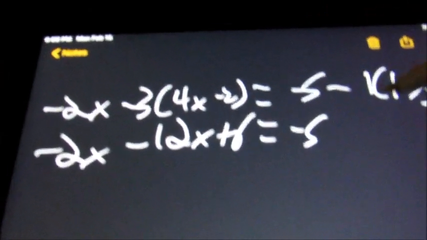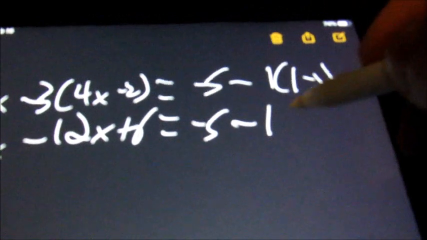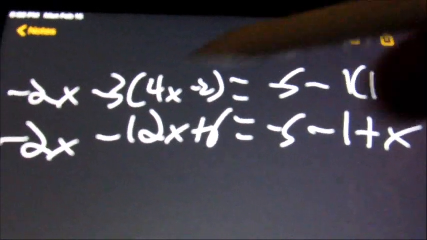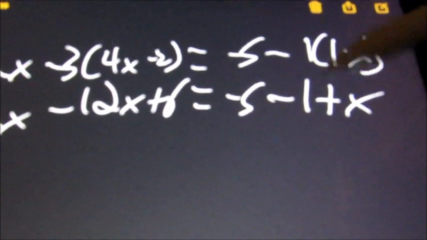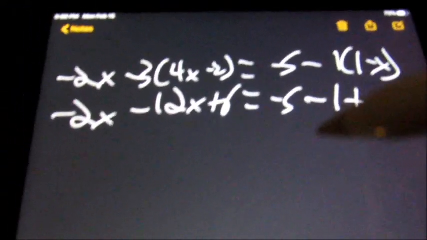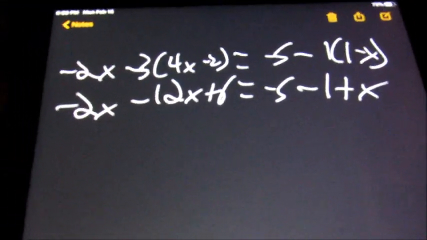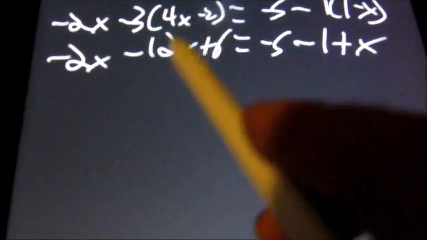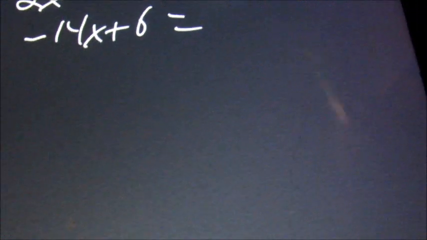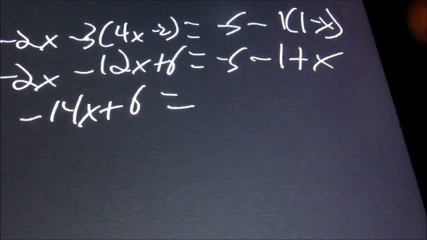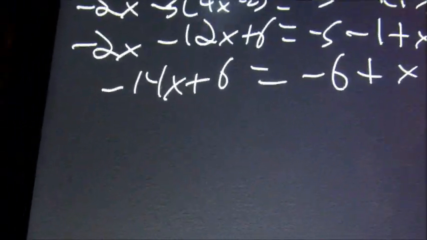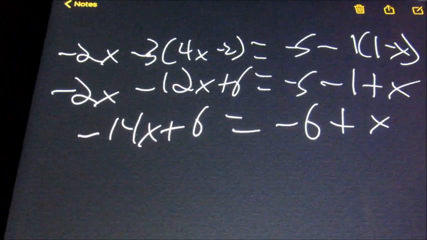6 equals negative 5 minus 1 plus x. Remember that we had to distribute the negative 1 and the negative 3. So this 1 becomes a negative, this negative becomes positive. Okay, so now we can combine like terms on each side of the equal sign. So on this side we have a negative 2x and a negative 12x, so it becomes minus 14x plus 6 equals, on this side we have negative 5, negative 1, so negative 6 plus x. Okay, so now we want our letters on one side and numbers on the other.